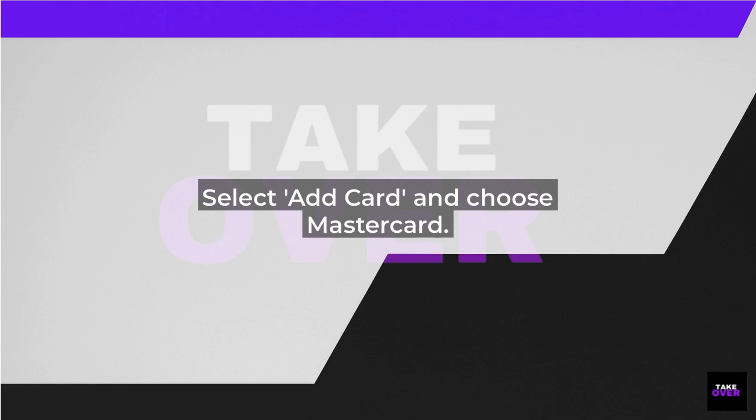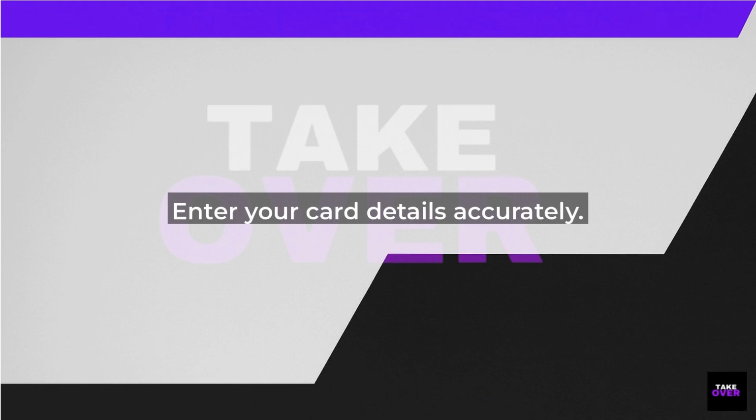Here, you'll see an option to add a bank or card. Select Add Card, and choose Mastercard from the list. Now, enter your card details carefully. That's your card number, expiration date, CVV, and the name on the card. Cash App might ask you to verify your card through a small test deposit or by confirming a code sent to your phone, so keep an eye out for that.